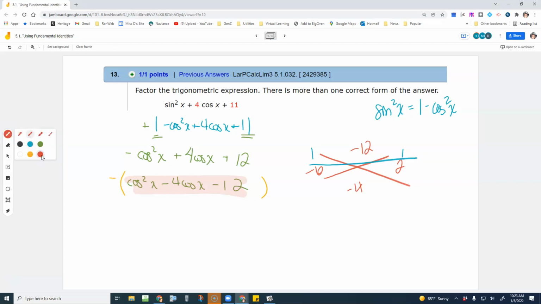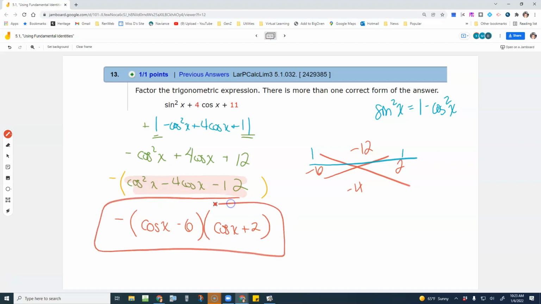So does the answer make sense? Negative on the outside. Ooh, some of you might have messed that up. With who's being squared? Cosine, right? 1 cosine x minus 6, and 1 cosine x plus 2. Guys, these are all stored on your Jamboard. If you're not ready to see them now, you can get to them later. They're at the end of the lesson. Cool? Johnny.